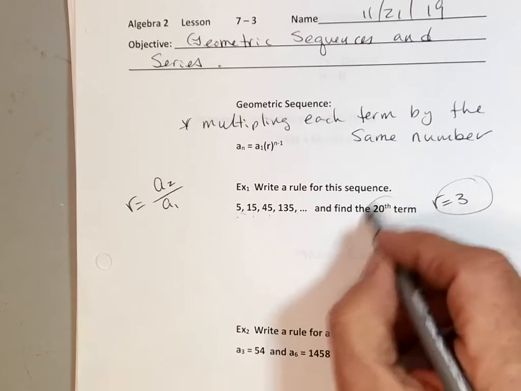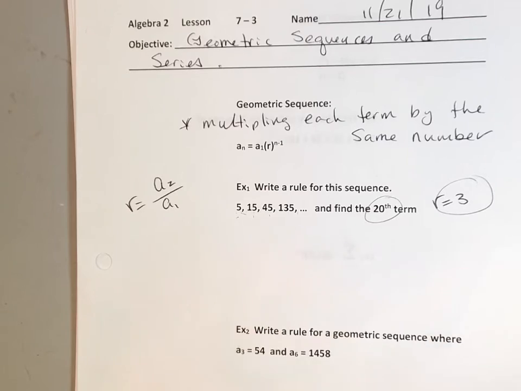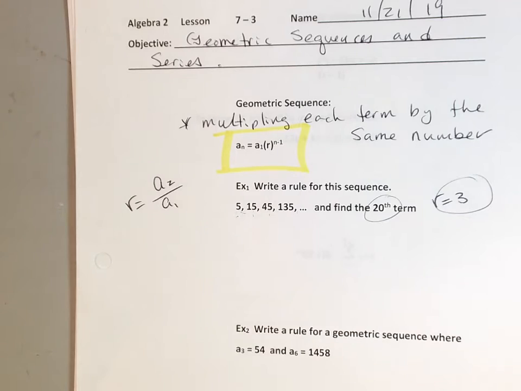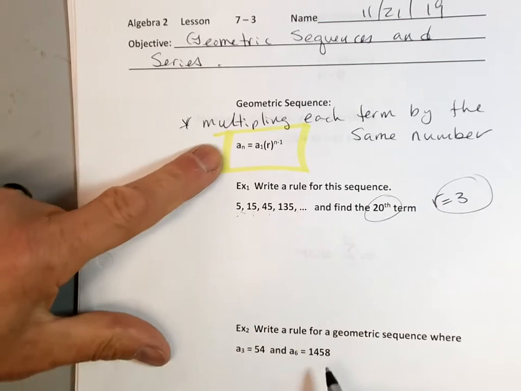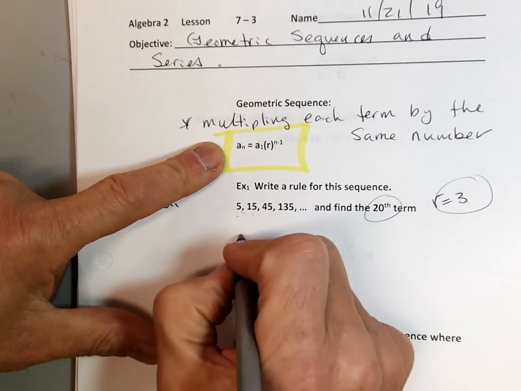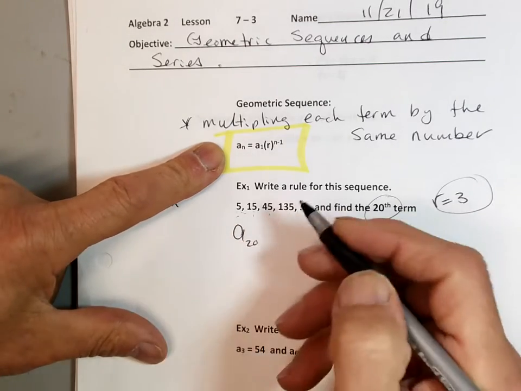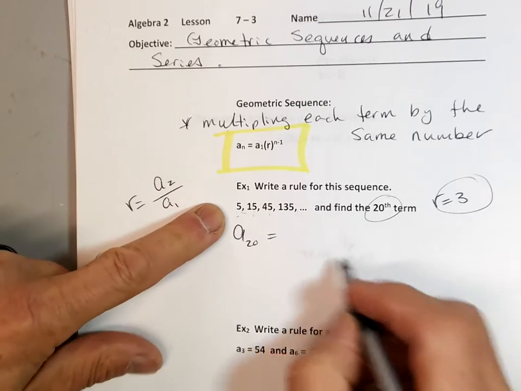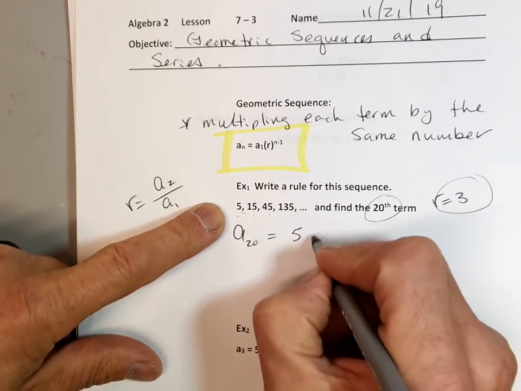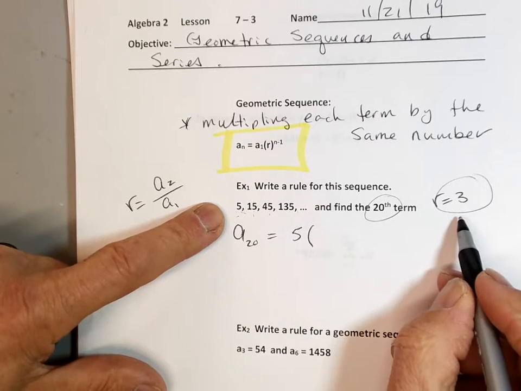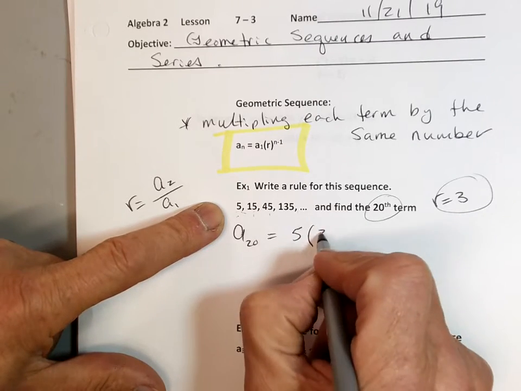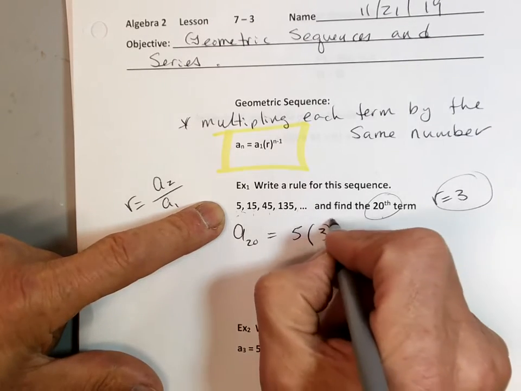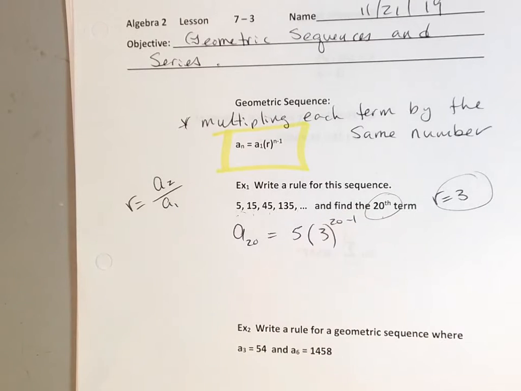And if I want to find the 20th term, I'm just going to use my A of n formula. Since I'm looking for the 20th term, I write A of 20 equals A1, which is 5, times R, my ratio, which is 3. I want the 20th term, so n is 20, so 20 minus 1. Now I just need my calculator.